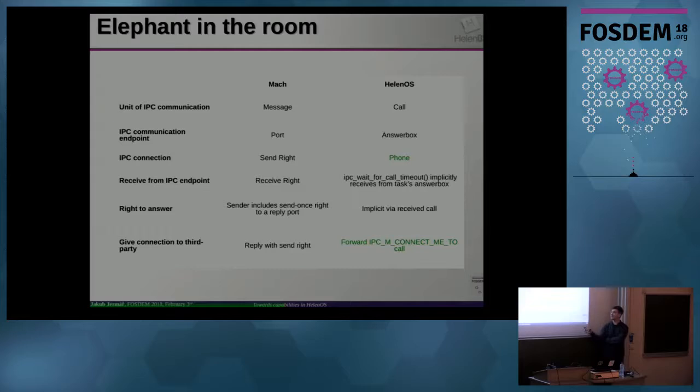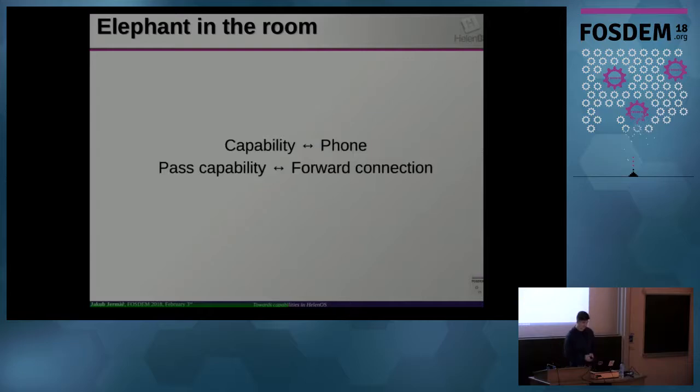In Mach, there is a way to actually pass a send right to a third party. So if there is a name service task that has send rights to some other clients, it can give such a connection to whoever inquires for it. And the same effect is achieved in HelenOS by forwarding IPC connections, as we've seen in the previous slides. So the bottom line is that in HelenOS, a capability corresponds to a phone, and in order to pass a capability, we need to forward a connection.